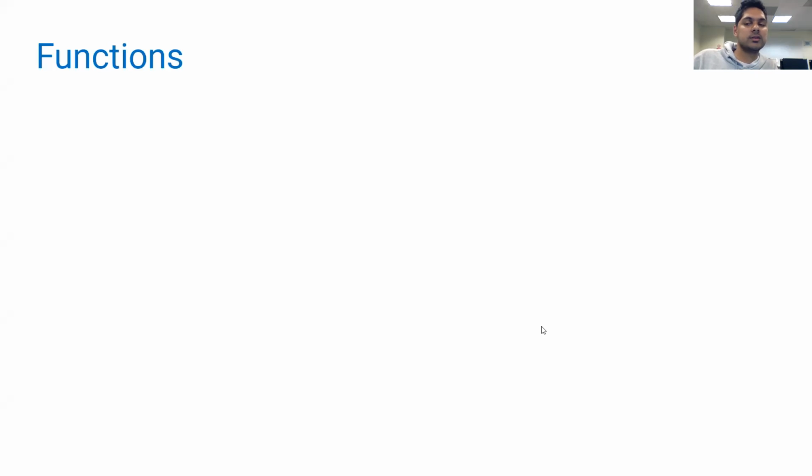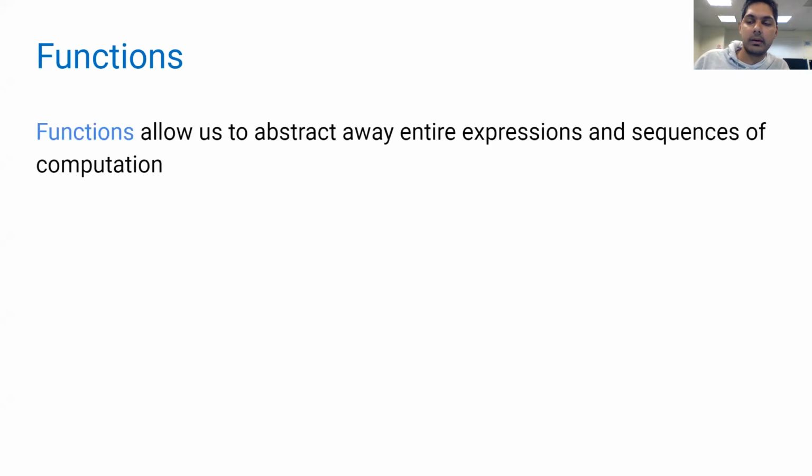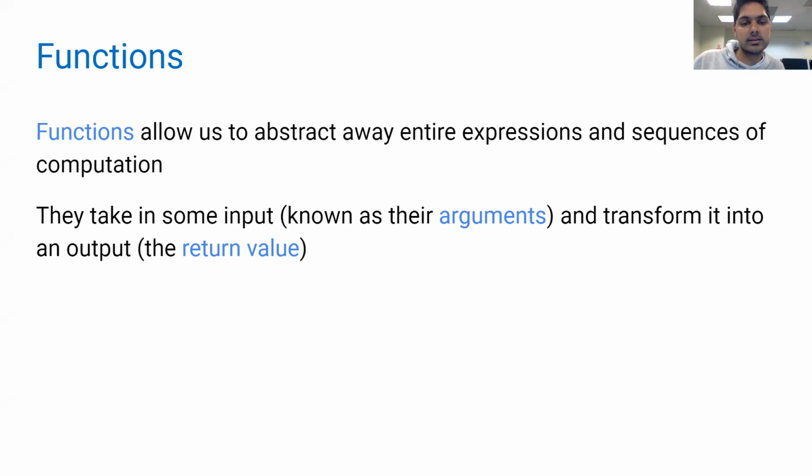And so more on functions. Add is a function, max is a function. There's also a min function. Functions allow us to abstract away entire expressions and sequences of computation. Functions take in some input, like add takes in 2 numbers, and they're called arguments, or we can call them parameters. They're essentially the same thing. And what we do with these parameters inside of the function gives us an output, which is called the return value.